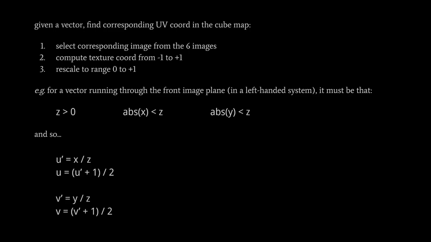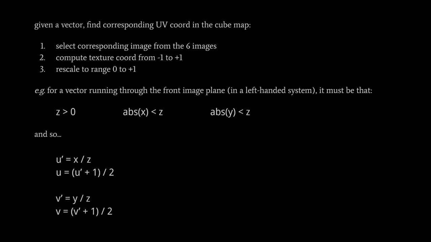And then it's the same logic for the Y's. For Y values between negative Z and positive Z, those Y's are in the range of the front image rather than the bottom or top image. So these are the criteria that tells us that our vector runs through the front image plane. To calculate U and V in terms of a range negative 1 to positive 1, that's simply the ratio of X over Z and Y over Z. And then we rescale by adding 1 and dividing by 2, getting us UV coordinates in the range of 0 to 1.